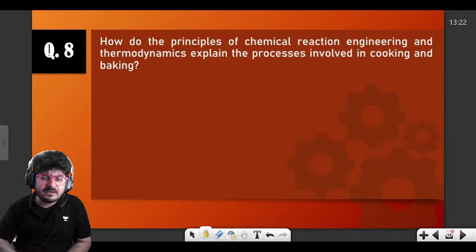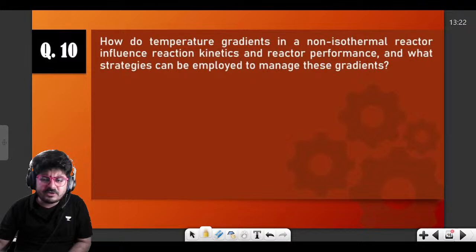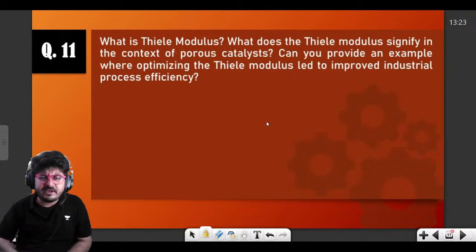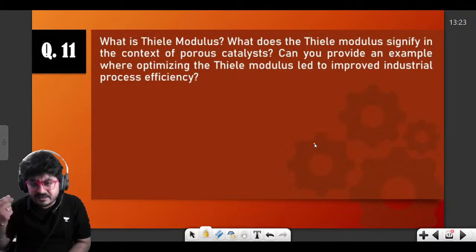The next question for the day will be, what is Thiele modulus? How does the Thiele modulus signify in the context of a porous catalyst? Yeah, this was the first question of the day about temperature gradients, and this is the second question for the day, about the Thiele modulus. And can you provide any example where optimizing the Thiele modulus leads us to improve industrial process efficiencies?